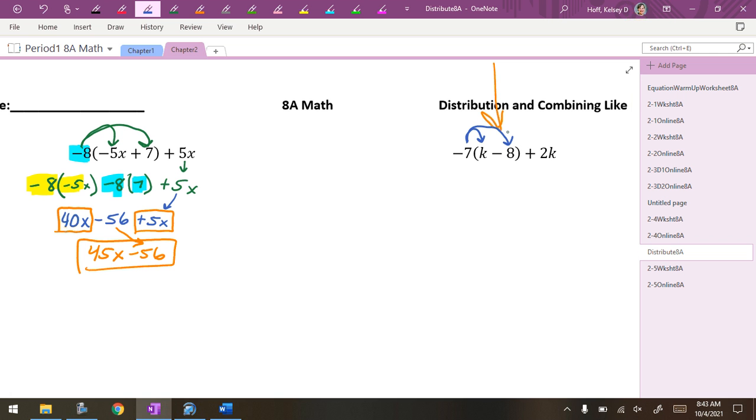When you distribute, look what we did here. You've got to break that parenthesis apart. Aren't both of those inside the parentheses? Yes.